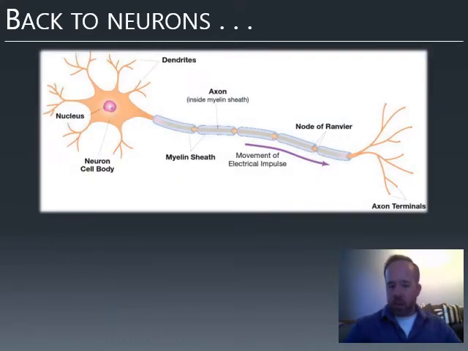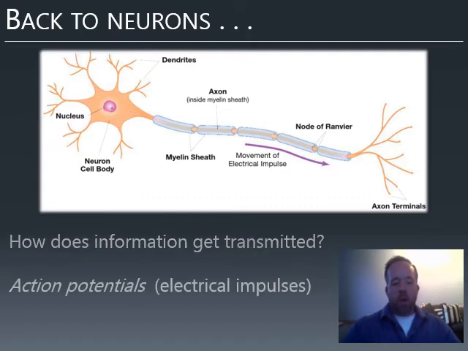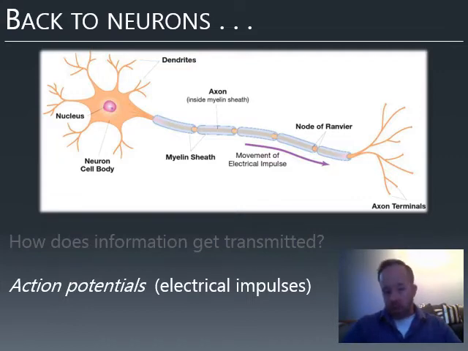Okay, so back to neurons for a moment. We've already seen the structure of the neuron. So how does information get transmitted? We know that neurons have to move information from the dendrites to the axon after integrating it in some way. But how does that information get moved? Well, it gets moved through something called an action potential. And this diagram in your book refers to it as the movement of an electrical impulse. And that's what an action potential is. It's a moving electrical impulse.